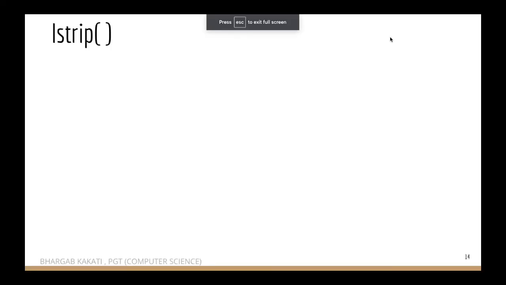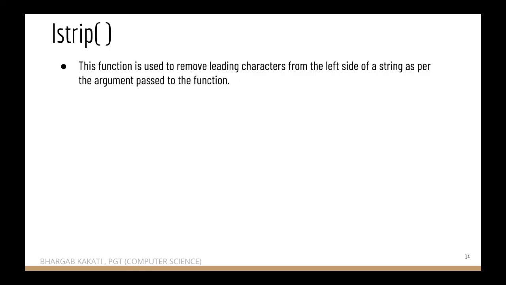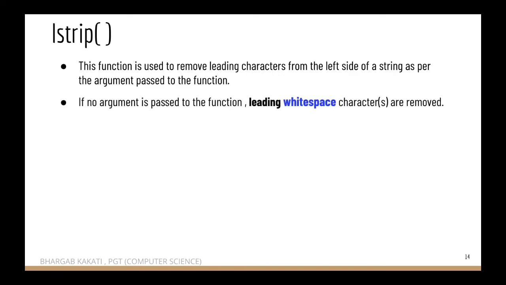The next function is the lstrip function. This function is used to remove the leading characters from the left side of a string as per the argument passed to the function. Now, if I want to remove certain characters from the left side of a string, then I can use the lstrip function. And if I do not pass any argument, what will happen? Leading white space characters are removed. If we have some white space characters before a particular string, those can be removed by the lstrip function. So if no argument is passed to the function, leading white space characters are removed.